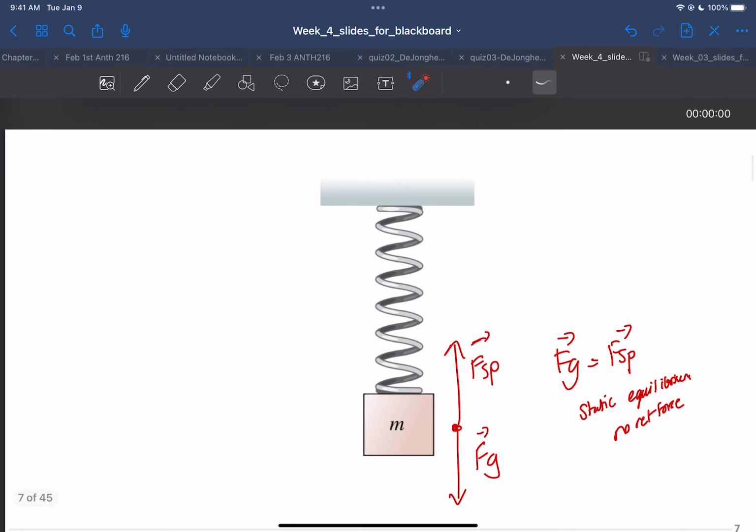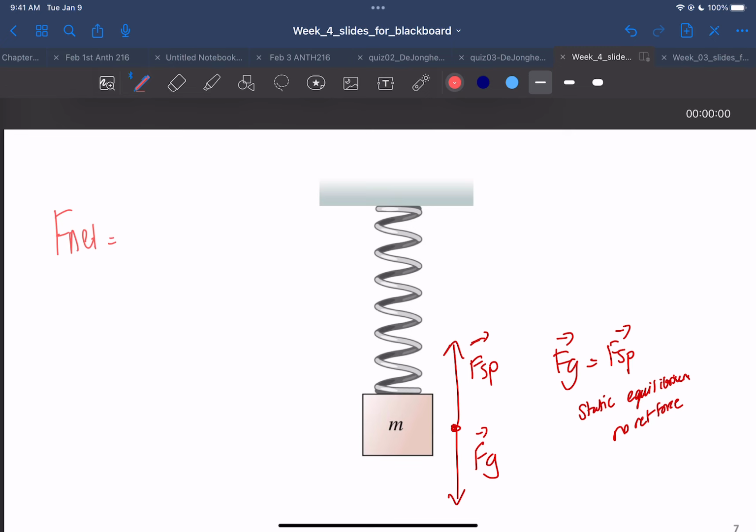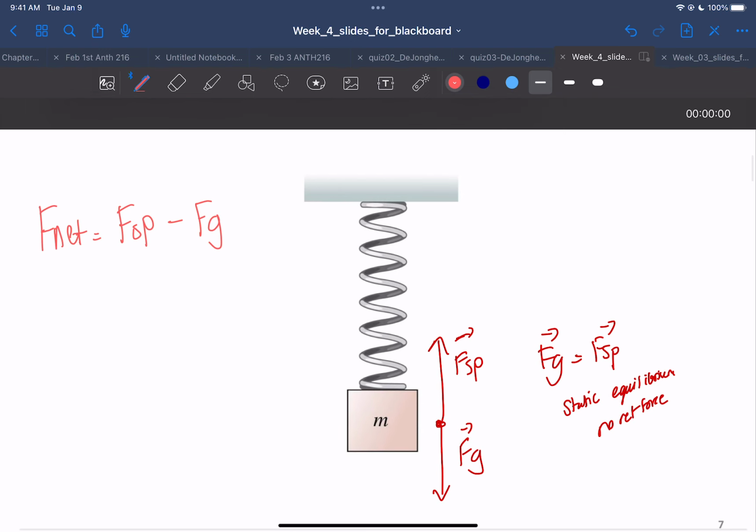So, since we have some experience writing net force equations, if we write the net force for this, F net, then F_sp is pointing upwards, minus F_G pointing downwards. We know there's no net force because there's no net movement, no acceleration of the block. So your net force is 0, and your spring force should just equal the magnitude of your gravitational force.